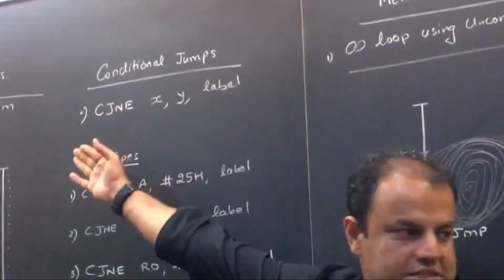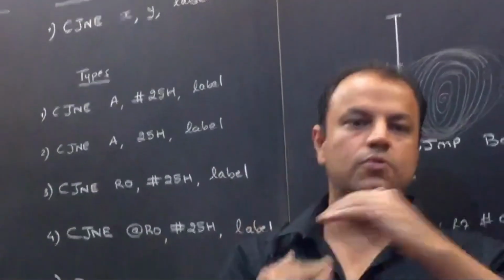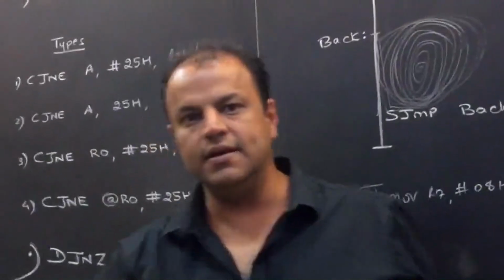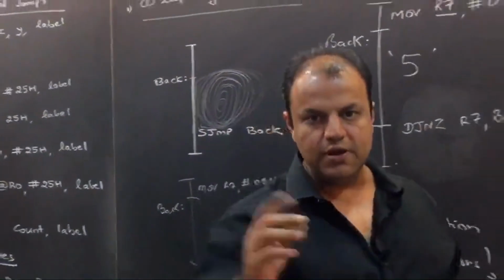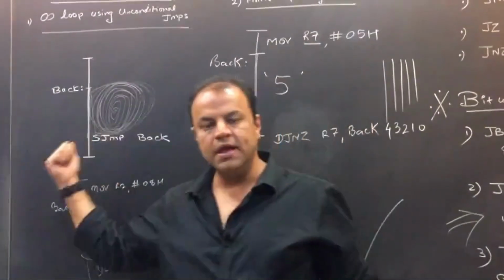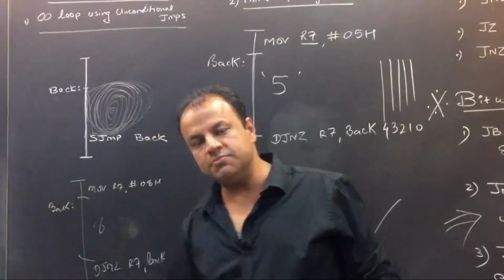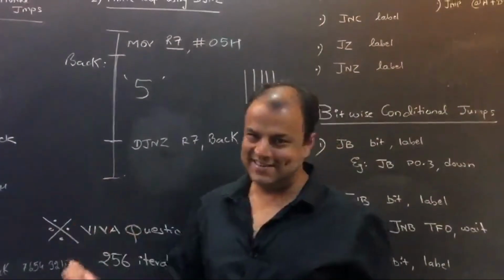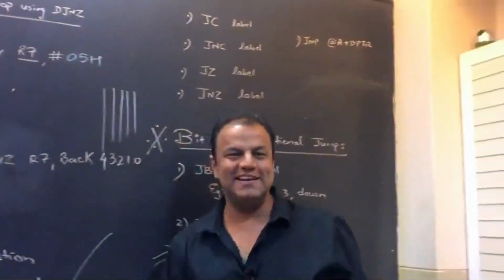You have conditional jumps like CJNE. It will compare two numbers. If they are not equal, only then it will jump. You have DJNZ. It will decrement a register. If it is not equal to 0, it will do the jump. So it is used to create a loop. Infinite loops are made using unconditional jumps. Finite loops are made using DJNZ. I have taught you how to produce 256 iterations.